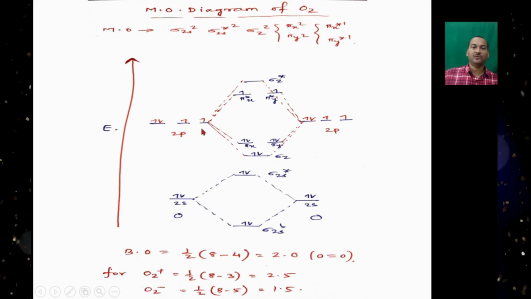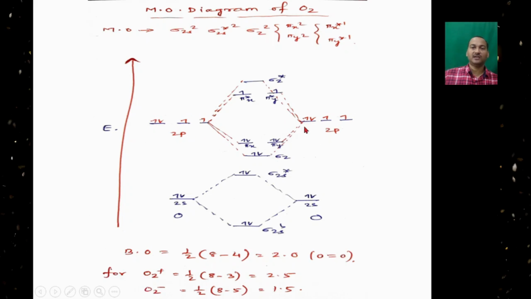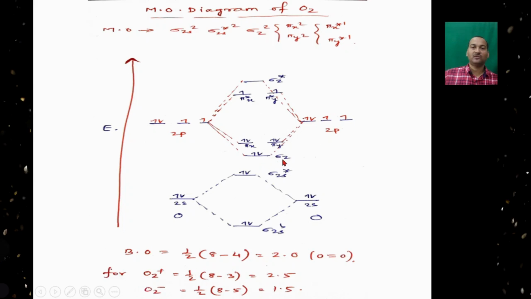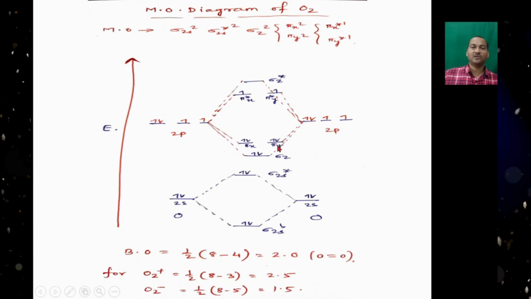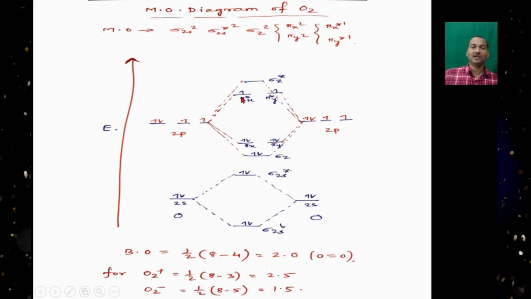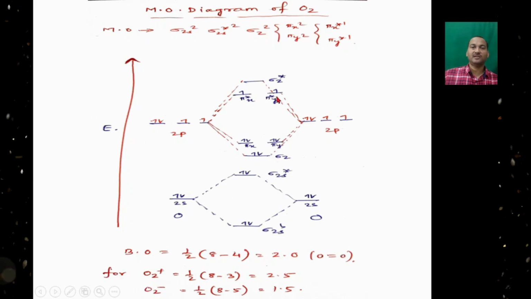Similarly, in 2p orbital, it has 4 electrons, and here another oxygen atom has 4 electrons, so total 8 electrons. So 2 of them will go to sigma z orbital, and the other 4 will go to pi x and pi y orbital, and another 2 electrons will go to pi x star antibonding orbital and pi y star antibonding orbital.